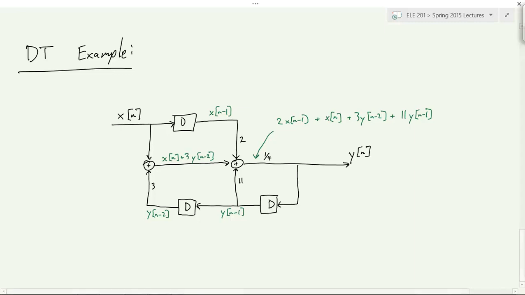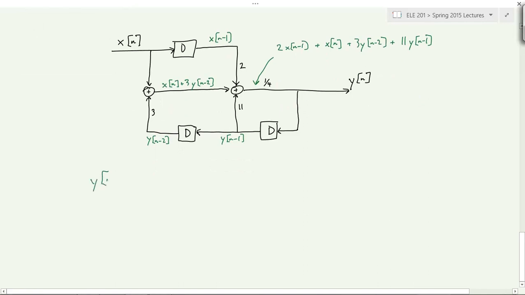All right. So now you can see it's a difference equation, right? It's a constant coefficient linear difference equation. Great, so the next step is to write out the equation we get. y of n equals 1/4 times this whole thing: 2x of n minus 1, plus x of n, plus 3y of n minus 2, plus 11y of n minus 1. Now there's a few things we might want to do here. Of course, I really want to just jump straight to the z transform.